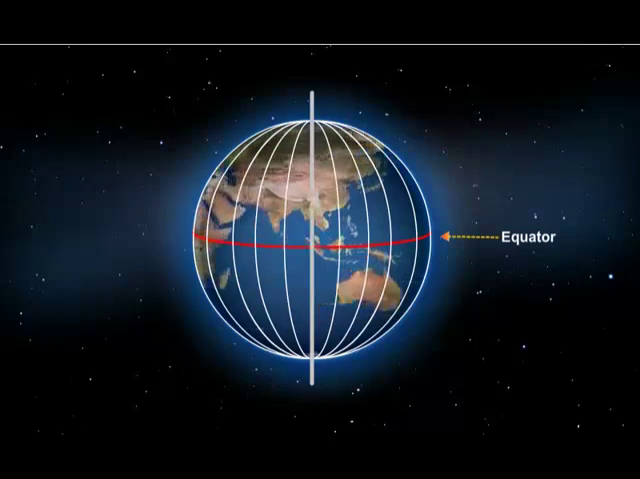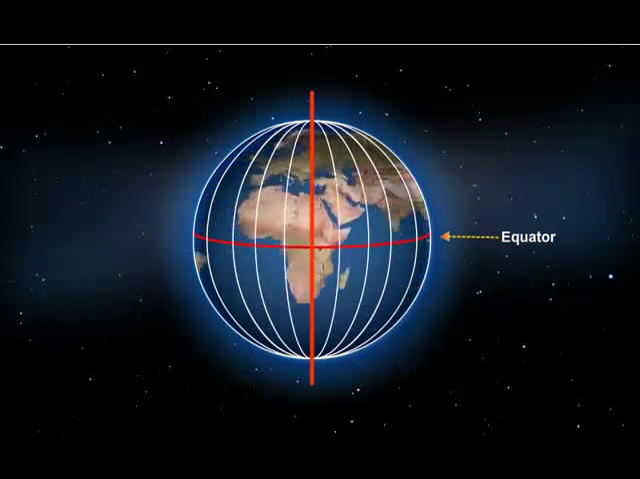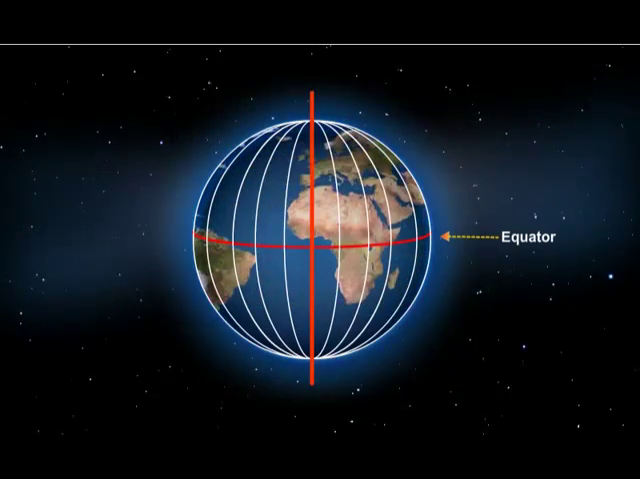Temperate zone lies between the Tropic of Cancer and the Arctic Circle in the northern hemisphere, and between the Tropic of Capricorn and the Antarctic Circle in the southern hemisphere. The temperate zone has moderate climatic conditions.